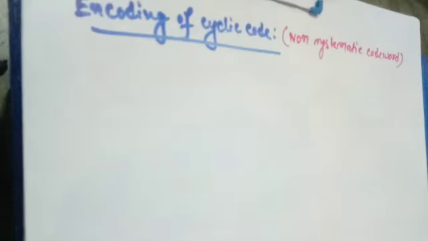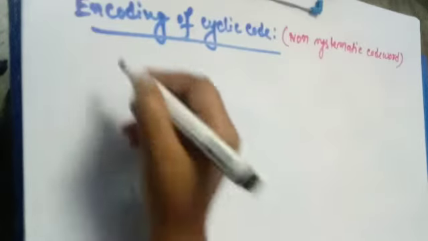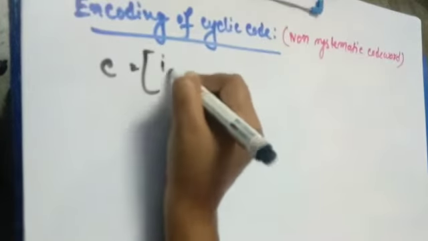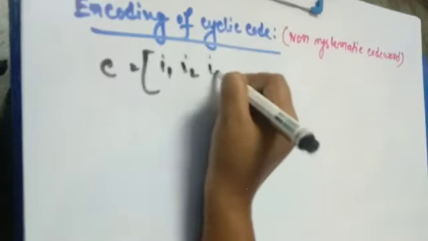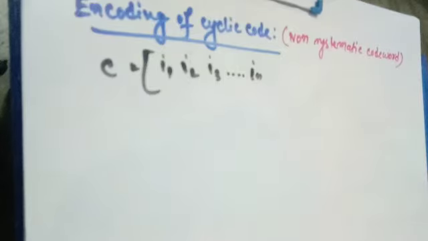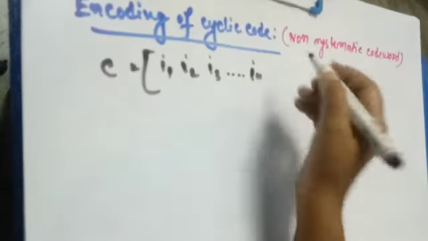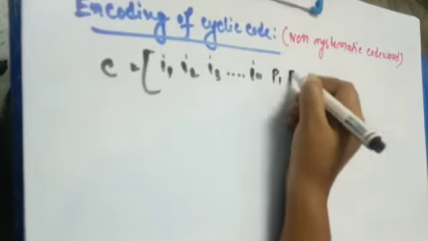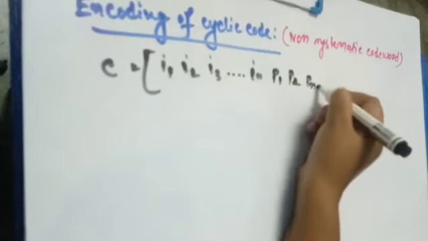Here we are talking about formation of non-systematic cyclic code, or encoding of cyclic code. Before that, we should know what is a non-systematic code word. We know that a code word is a combination of information and parity bits. That means if C is a code word, it consists of information bits, suppose I1, I2, I3, up to I n, if n is not mentioned, then we write the parity bits P1, P2 up to P n minus k.